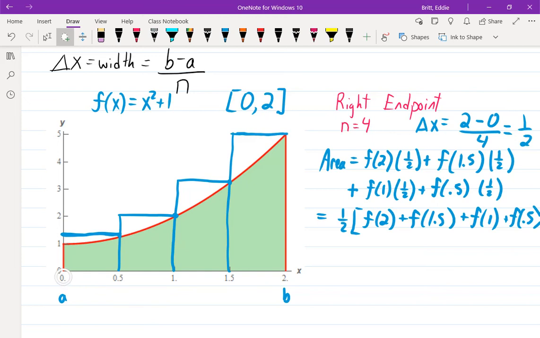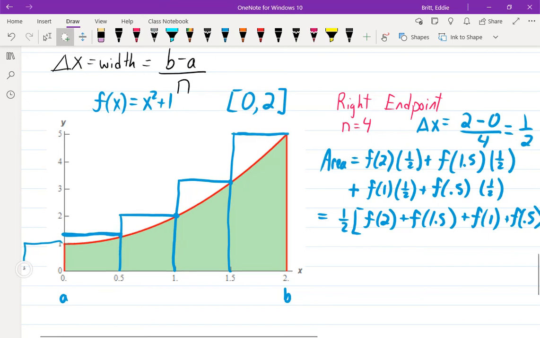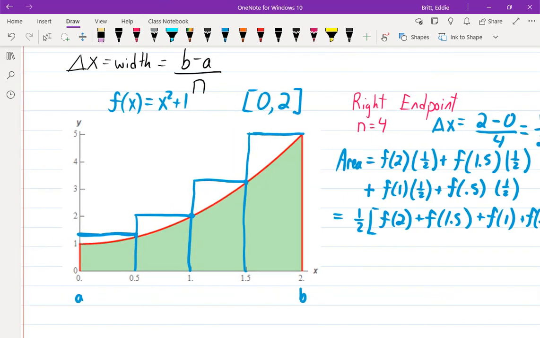If I would have used f of 0, then I'm creating another rectangle over here somewhere. So if we start on the right endpoint, we're going to use every value on the x until we get to the left endpoint, and we don't use the left endpoint. And it's going to be the same if we start on the left endpoint and go to the right endpoint. If we start on the left side, which we'll do next, then we're not going to have f of 2 at the very end. We have to stop so that we have 4 rectangles.